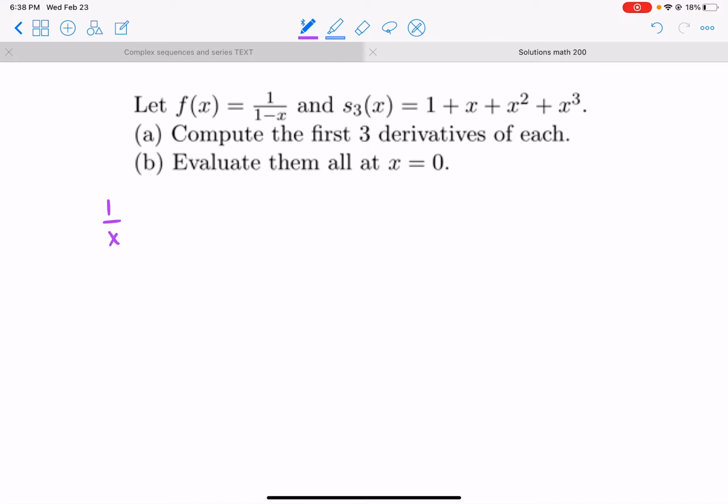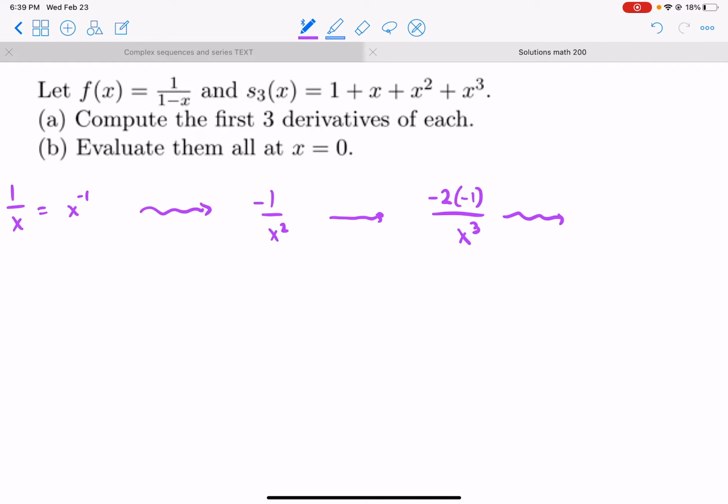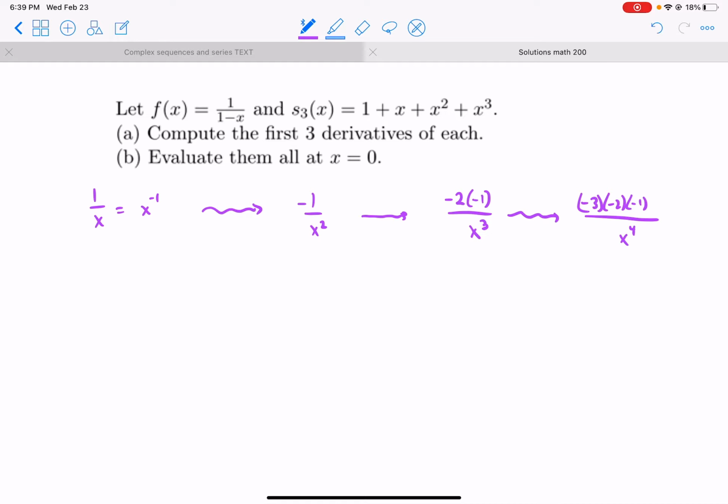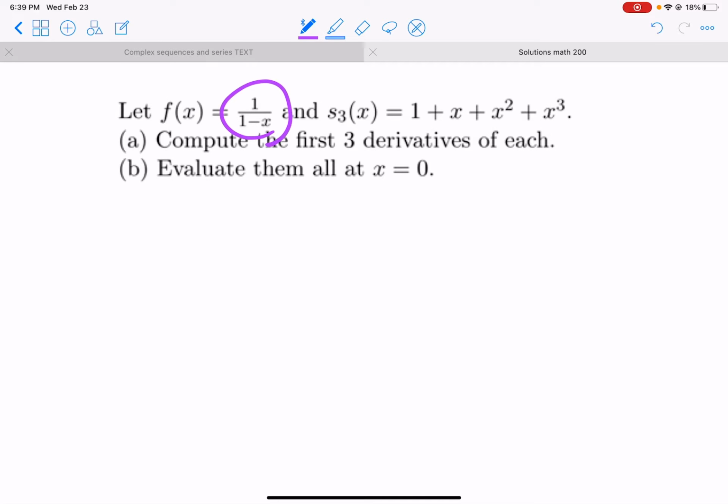Okay, so first of all, let me just remind myself that 1 over x is the same as x to the negative 1, so its derivative will be negative 1 over x squared. This is something you should just know. The derivative here will be, well, let's see, negative 2 times negative 1 over x to the third. The derivative of that will be negative 3 times negative 2 times negative 1 over x to the fourth, etc. So anyway, that was all just me making sure I can do an easier problem. Now let's do this one.